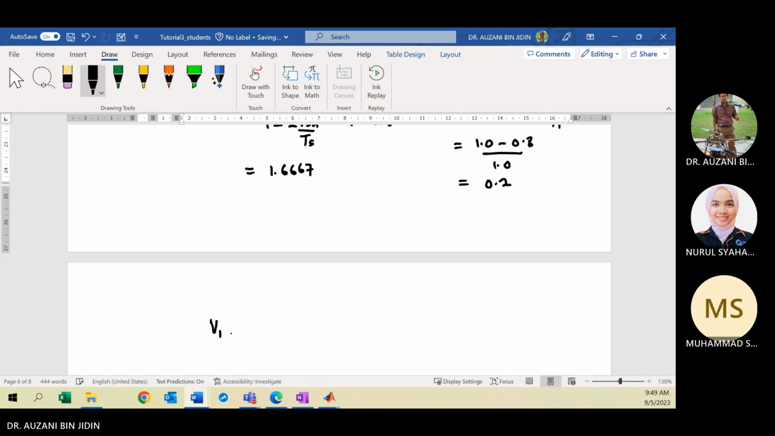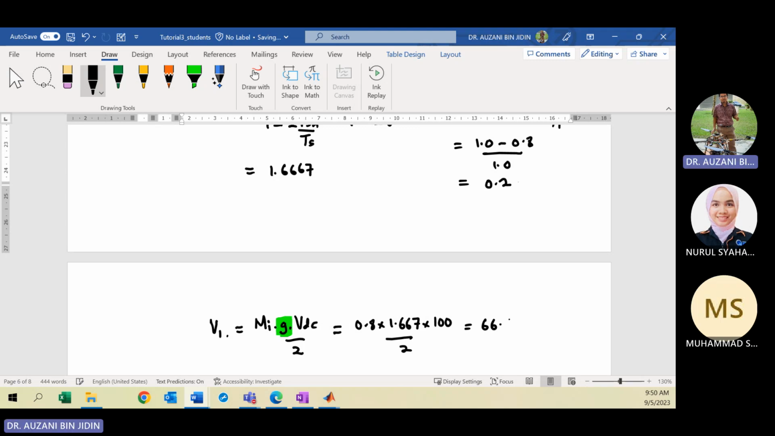So when you get the G, then you can calculate the fundamental component V1. V1 is obtained from the Z source, where you have the modulation index multiplied with G, the boost factor, VDC, divided by 2. For Z source, you have an additional term here. MI given is 0.8 based on the question. G is 1.667, VDC is 100 volt, divided by 2. So then you get V1 is 66.6667.